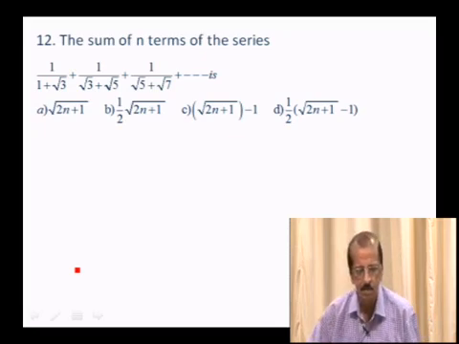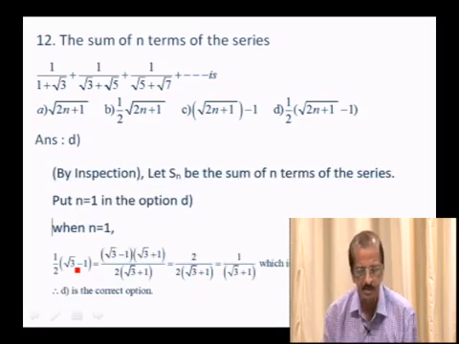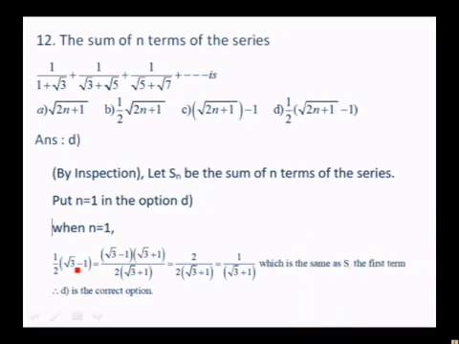So if I just consider this one, if I put n is equal to 1 in the options, let Sn be the sum of n terms, put n equals 1 in option D. When n equals 1, option D is half of root 3 minus 1. Rationalize ಮಾಡ್ಕೊಂಡ್ರೆ root 3 minus 1 into root 3 plus 1 over 2 into root 3 plus 1, which is 2 over 2 into root 3 plus 1, or 1 over root 3 plus 1, which is the same as, yes, the first term. Therefore, D is the correct option.